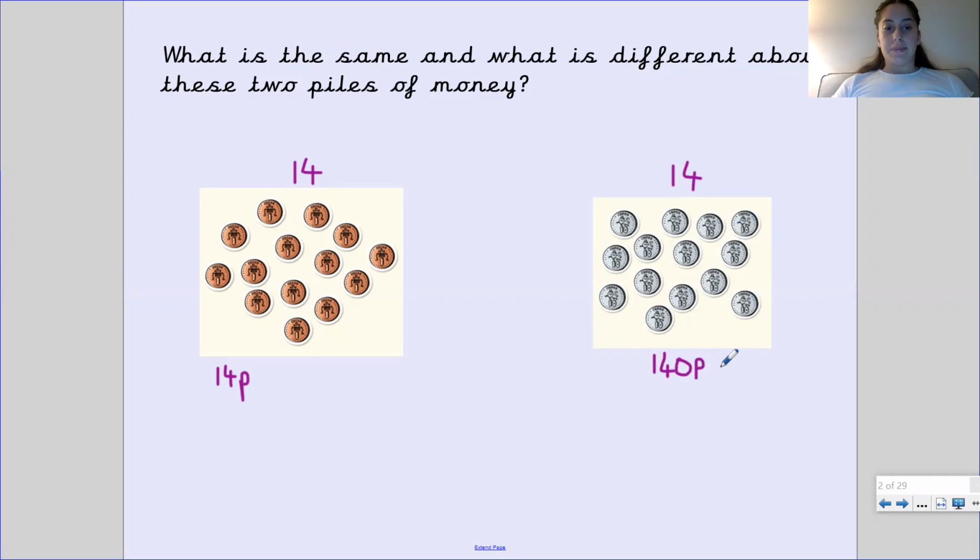If I was to ask you, based on the value of each coin, so here the value of the coin is 1 penny, and here the value of the coin is 10p, could you write a multiplication number sentence to find the value of the whole pile? Pause the video and have a think.